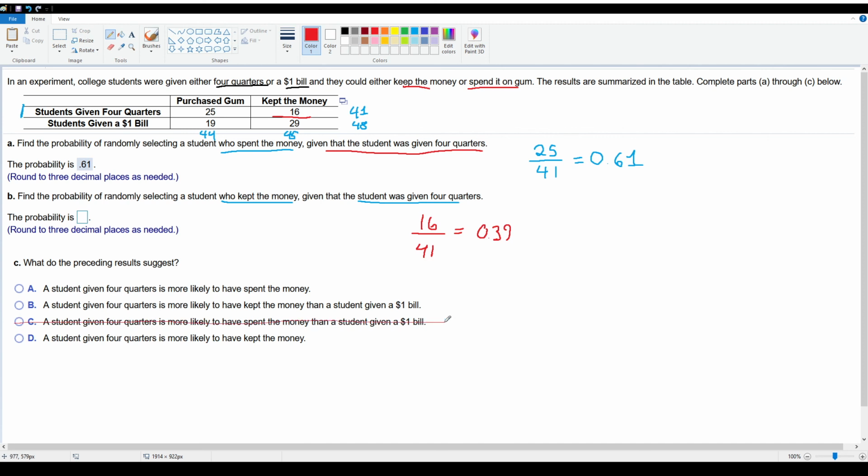But that's not correct, because we didn't talk about the students who were given a $1 bill. So all we can say is that a student given 4 quarters is more likely to have spent the money. And that is correct.